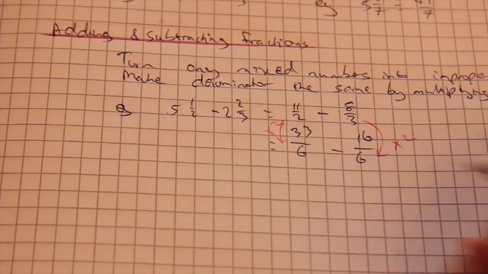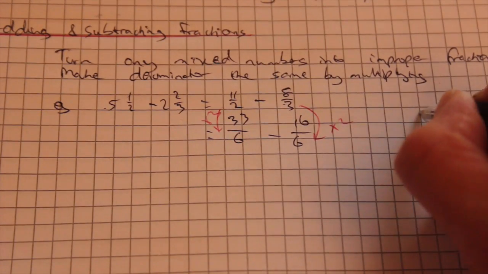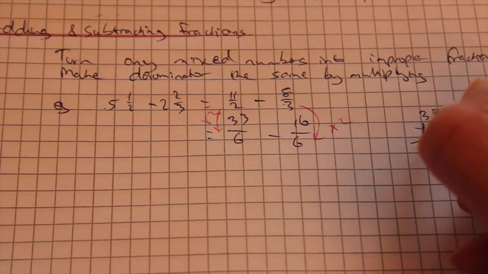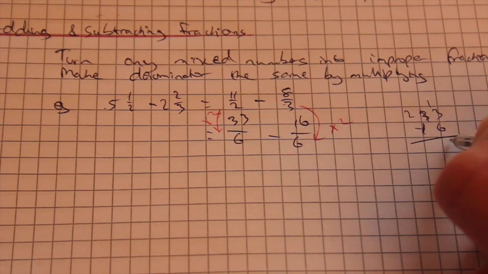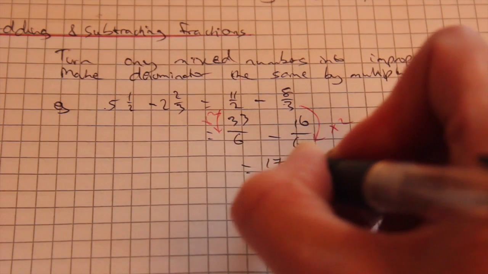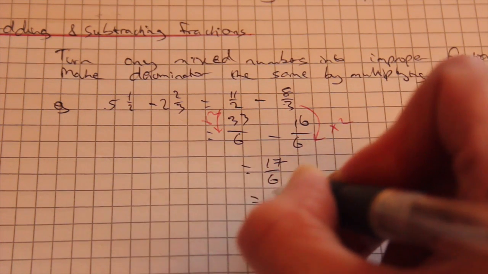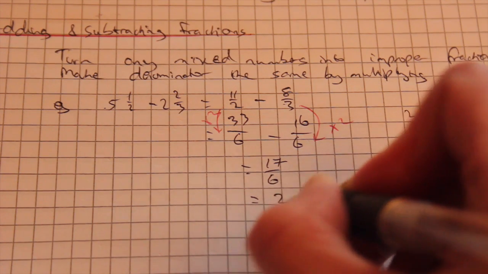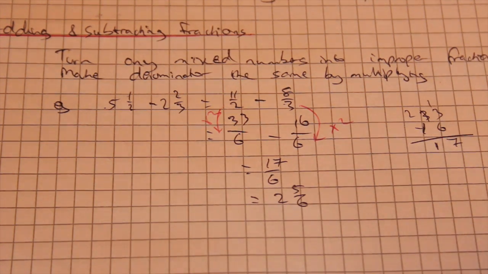So it's 33 minus 16. Go over to the side if you prefer to do your work right over there. 3 take away 6 you can't do, so you borrow. 13 take away 6 is 7. 2 take away 1 is 1. So that sum becomes 17 over 6. And it's always nice to break it down at the end. 6 goes into 17 twice with 5 left over.